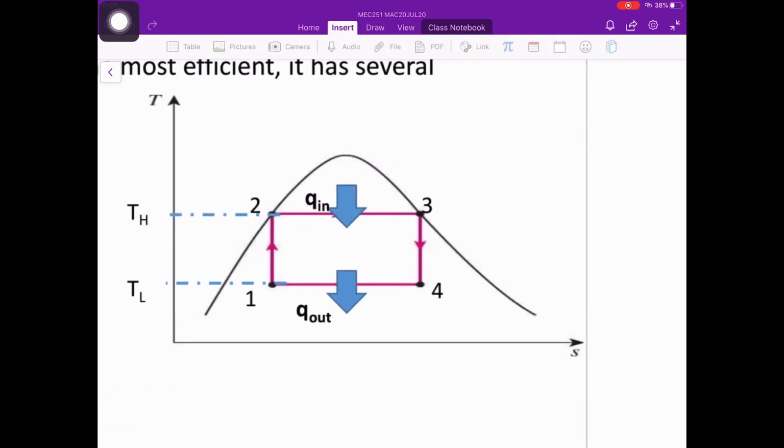If we have a look at this T-S diagram for the Carnot cycle, at state 1, the substance is in mixture phase. At state 2, the substance is in saturated liquid phase. Process 2 to 3 is isothermal heat addition from saturated liquid to saturated vapor phase. Process 3 to 4 is isentropic expansion in the turbine. At state 4, the substance is in mixture phase. And process 4 to 1 is isothermal heat rejection in the condenser.